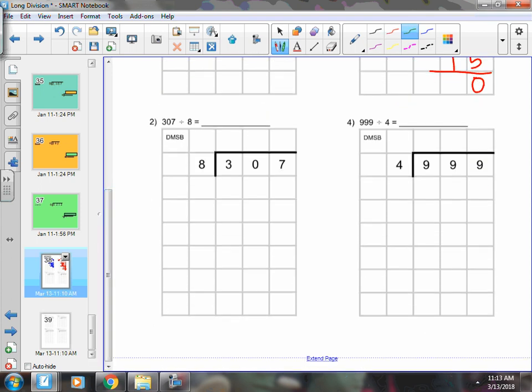Down below, 307 divided by 8. Groups of 8. You cannot make a group of 8 from 3. 8 is bigger than 3. But you can make a group of 8 or a couple groups of 8 from 30. You can make 3 groups of 8. Multiply 3 times 8 is 24. Subtract.